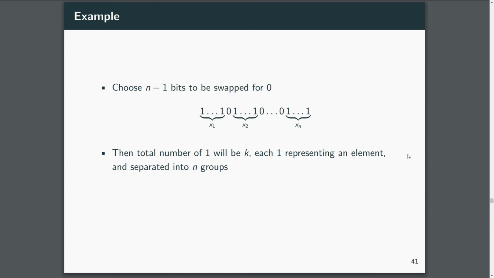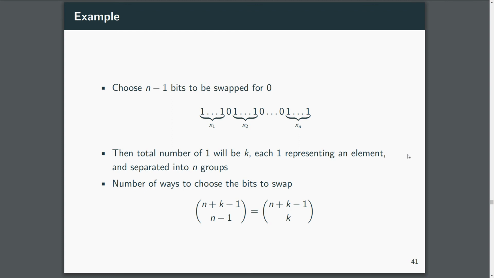So we have k 1 bits, and each one of them represents an element. Each one of them is a ball. And these are separated into n groups. So the zeros are separating the values into groups. So the number of ways we can choose the bits to swap is n plus k minus 1, choose n minus 1, or simpler, n plus k minus 1, choose k.